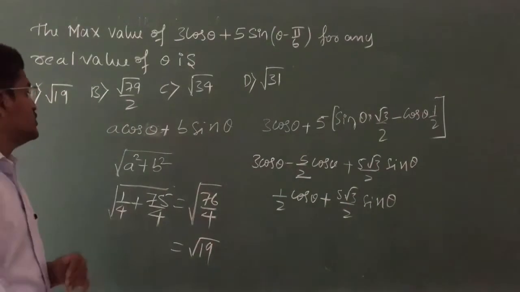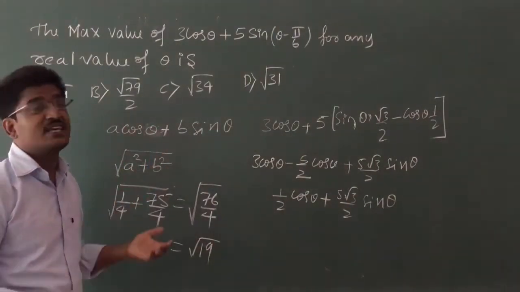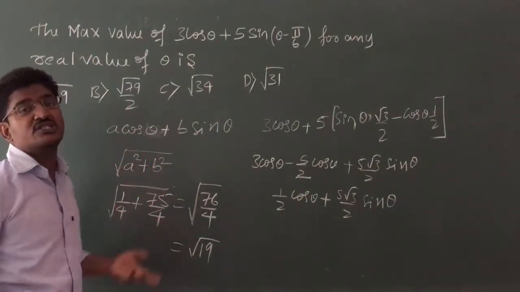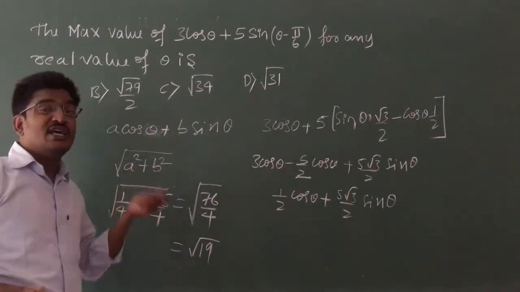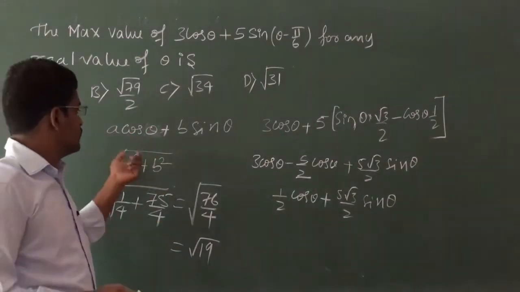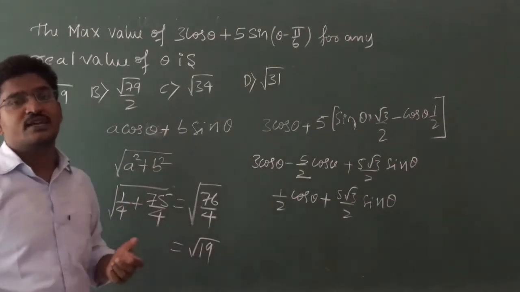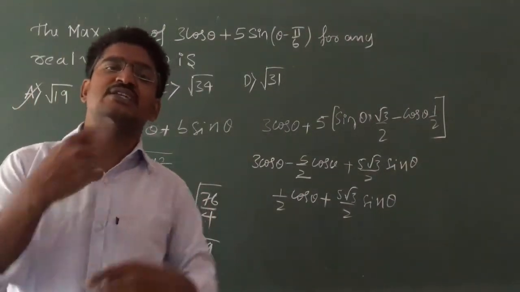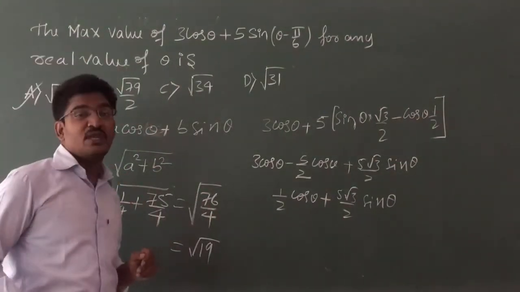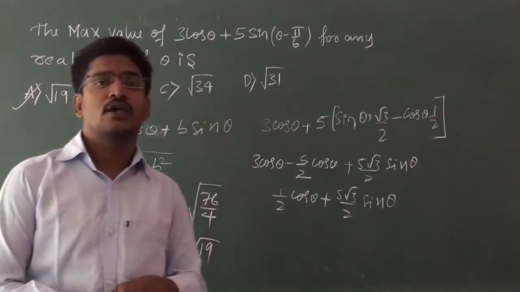Clear students? So these concepts you must know, otherwise in exam you have to do this derivation. The derivation isn't needed here, you just need the conclusion of that derivation. So you have to know that a cos theta plus b sin theta gives the maximum value of root of a square plus b square. Clear? Okay.